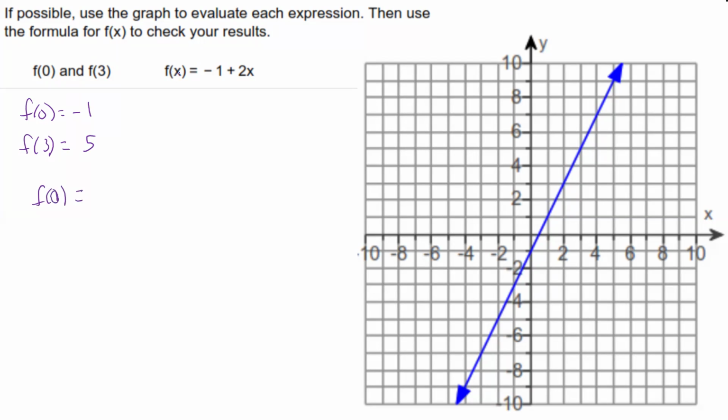All right, so f of 0, we plug in 0 here, we get a minus 1 plus 2 times 0. Well, that's minus 1. And f of 3 is going to be equal to a minus 1 plus 2 times 3. Well, 2 times 3 is 6, minus 1 is 5. Well, that checks with that one. That checks with that one. So they work both ways. So basically, what we can say is that really is the function, at least it looks like, for what's given here.